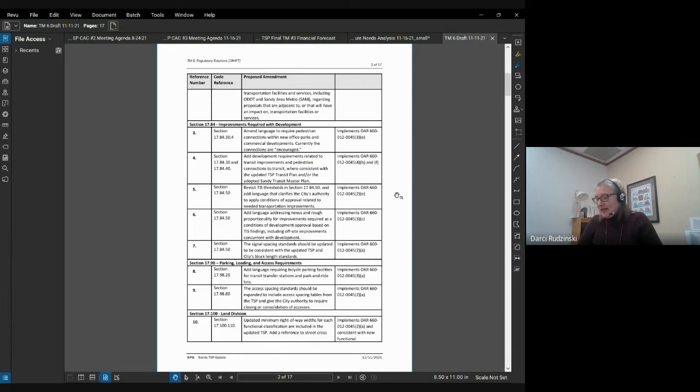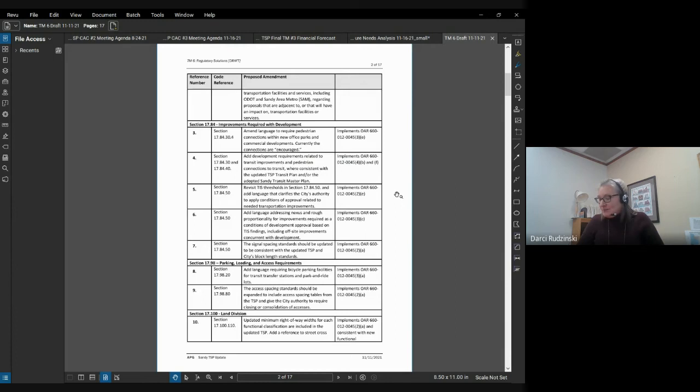Number 8, just skipping down to parking. We looked at the bicycle parking requirements, and again, we have an opportunity to require some bike parking at the transit center, at that future park and ride, and just an opportunity to make that connection between the code and the transit master plan.